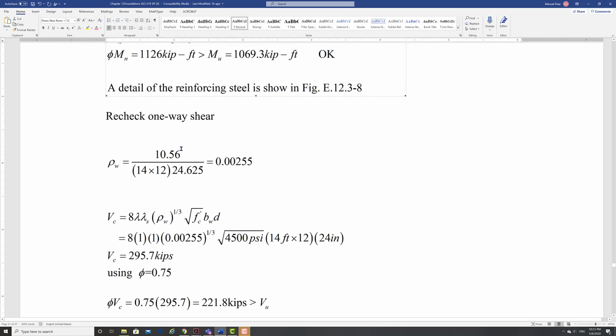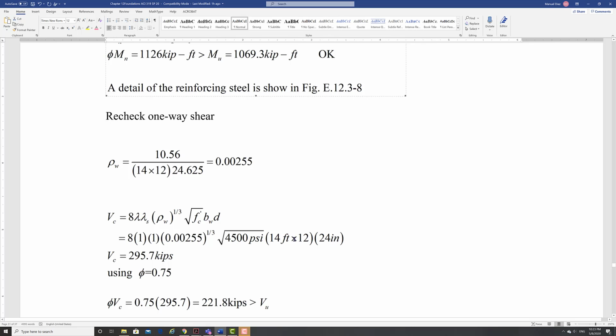Okay? So I put 1056. That's my total area, my 24 bars. My B is 14 feet. And my D is the new value that I found. So that gives me a raw W like this. I put it in my formula and find my value.